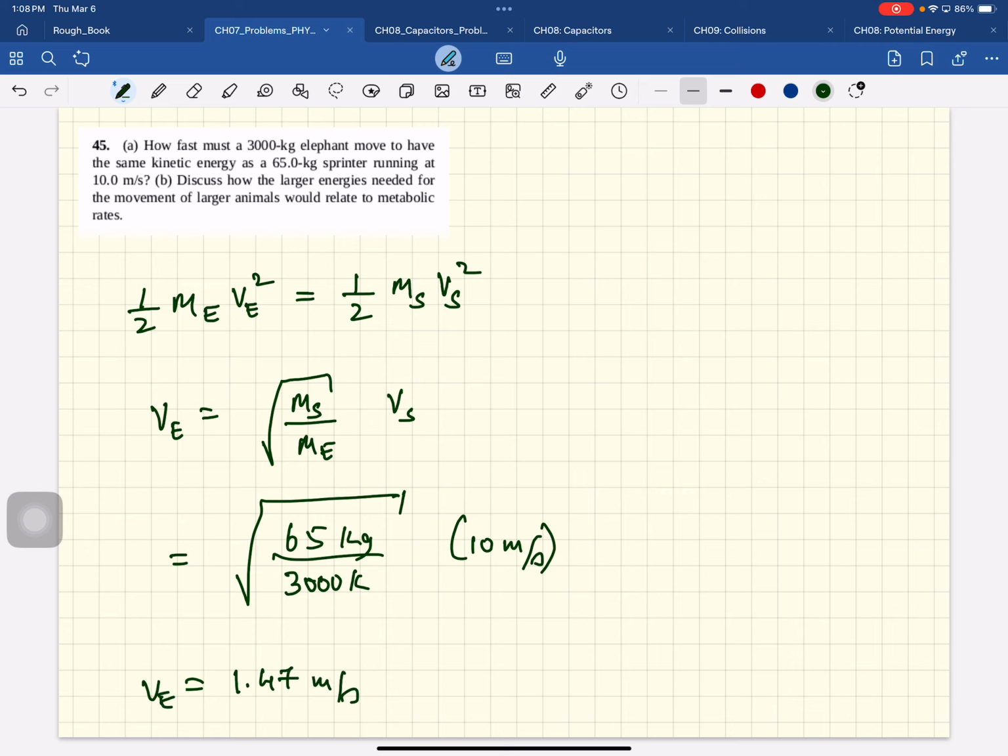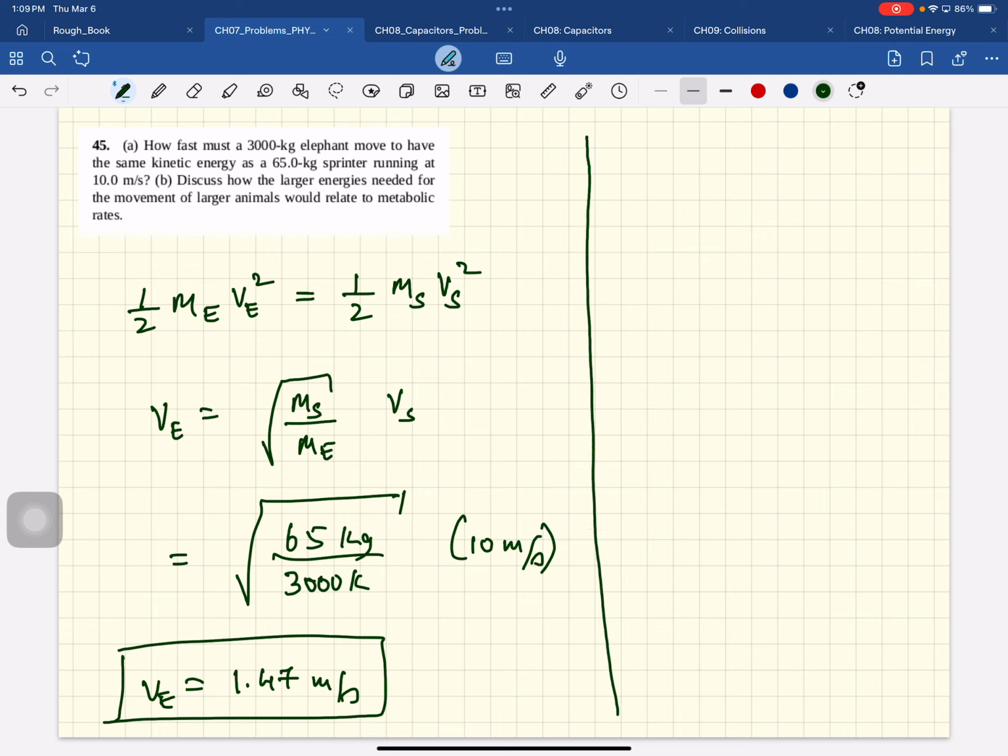So the elephant is running at 1.47 meters per second. Okay, that's roughly your walking speed. Now, the elephant can't run too fast because of its large mass.